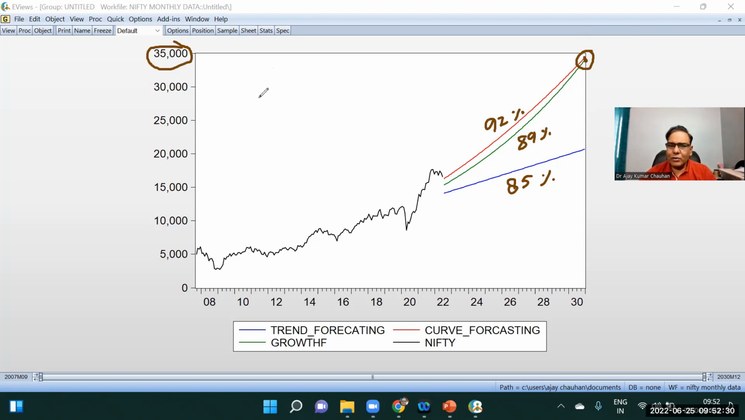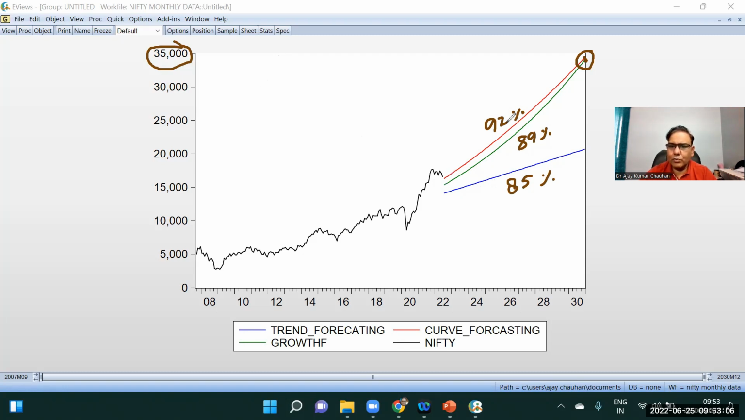We are doing this exercise for the last 8 years. So 8 years back or 5 years back, we forecasted the value in 2022. And now we are going to do the forecasting in 22 for the next 8 years. In 2016, I was teaching this in a class, and at that time, Nifty was at around 10,000. And when I showed them that Nifty will reach 18,000 in 2022, nobody could believe it.